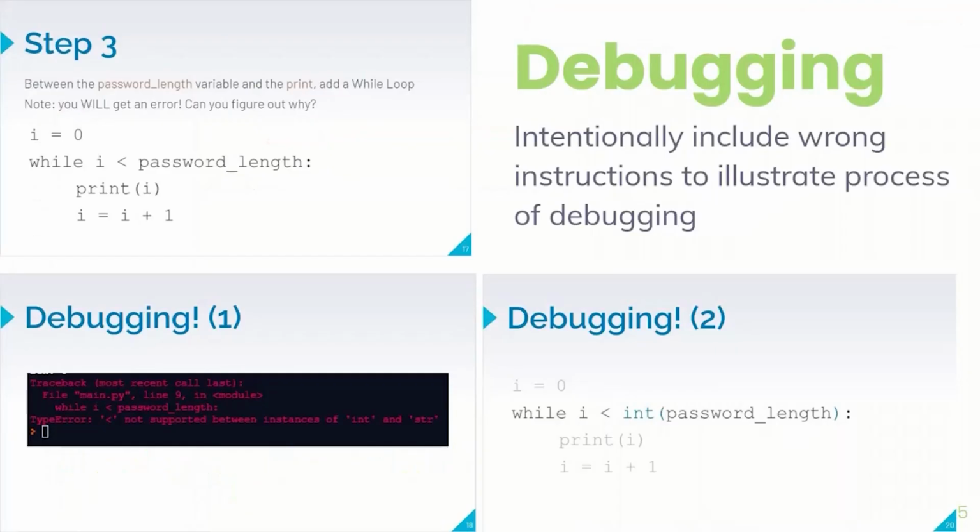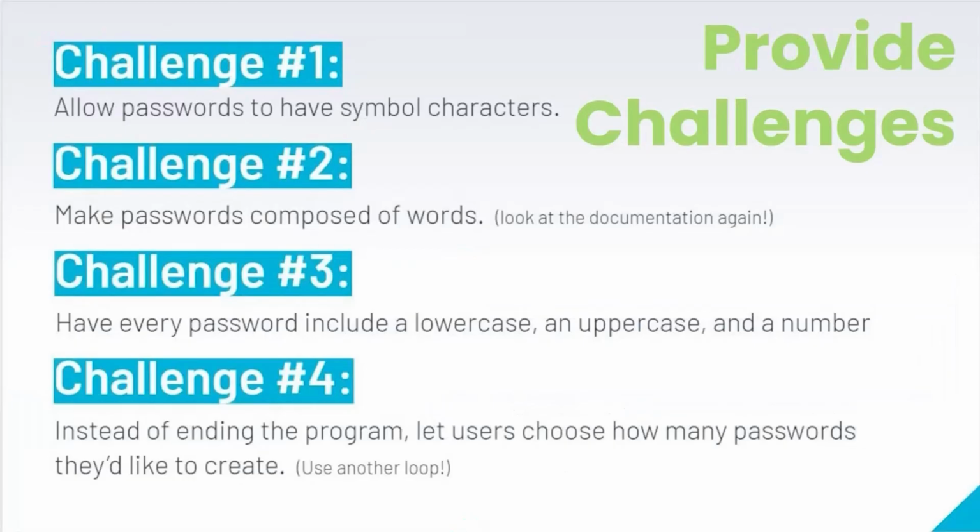On debugging, we also included some curveballs in the demo part of the workshop. Here we intentionally gave them the wrong instructions so that we can walk through the process of debugging together. Providing a few challenges near the end of the workshop allows participants to apply what they learned and work out problems by themselves. This also gives people who may have fallen behind the chance to ask for clarification while others have something to work on.